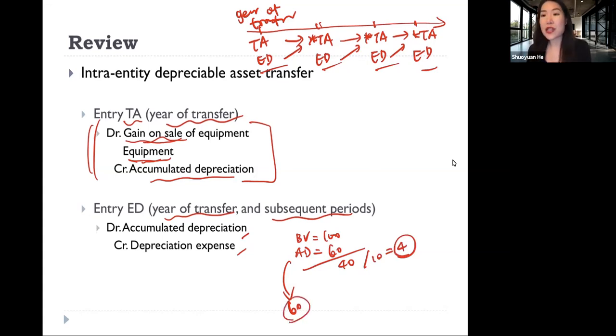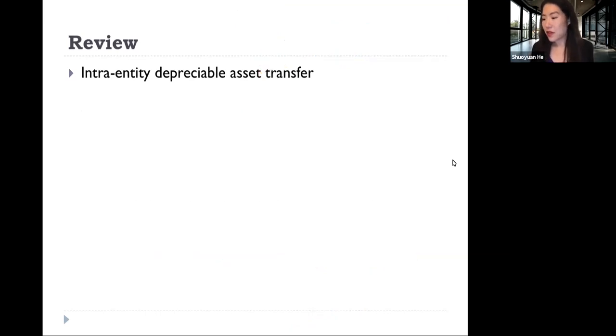And then because it is sold at a gain, now the equipment is depreciated at $6, which means that we're recording more depreciation expense. So that's why we need to credit depreciation expense to credit back another $2, the extra depreciation expense that is recorded. So this is for the situation where the equipment is sold at a gain. And if the equipment is sold at a loss, you can say that this journal entry needs to be reversed. So that is the ED entry.